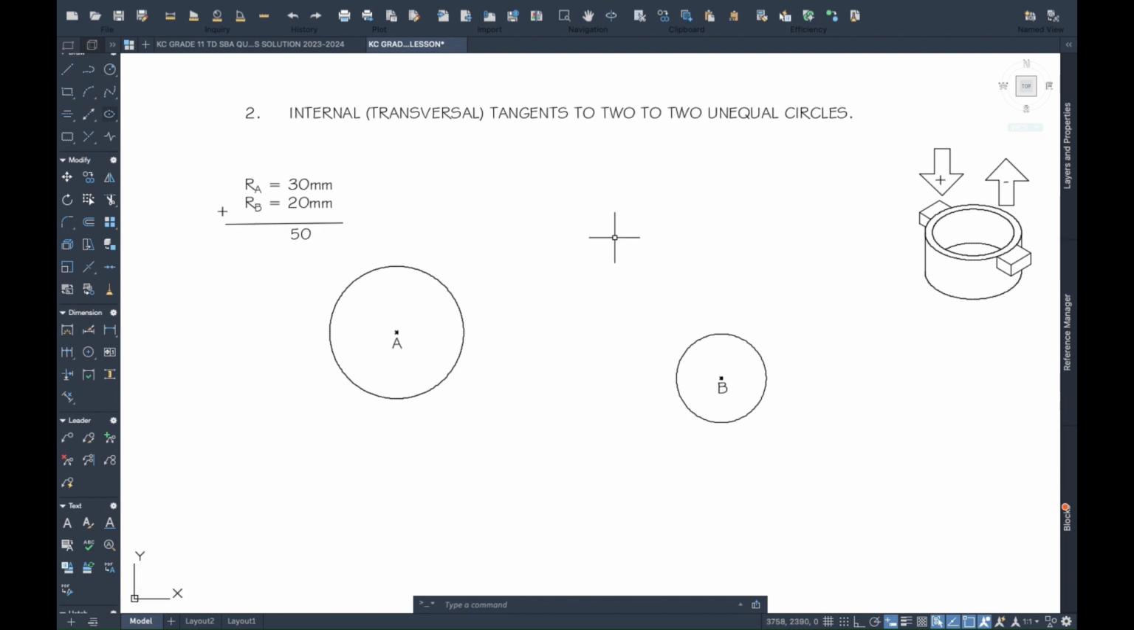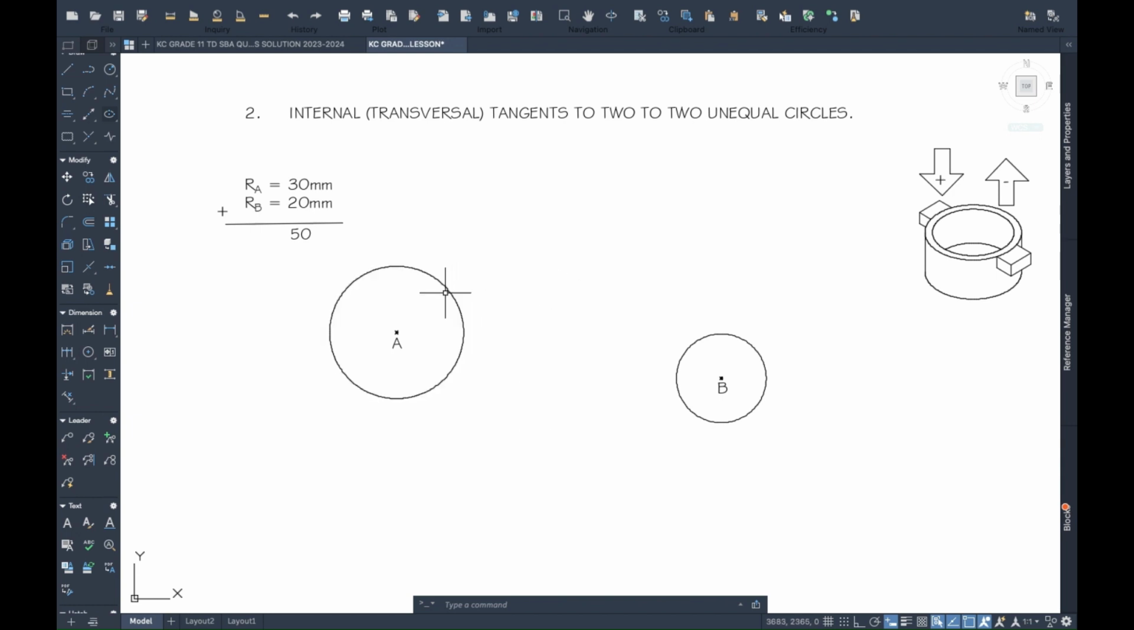So the second objective, we want to construct an internal or transversal tangent. Some books, some texts will use the term transversal. So an internal tangent is a tangent that runs between the two circles. So it either runs this way or it can run that way. So we'd say it's an internal tangent, or we can say it's a transversal tangent. Alright. Now, with that being said, we want to know how to go about doing that.